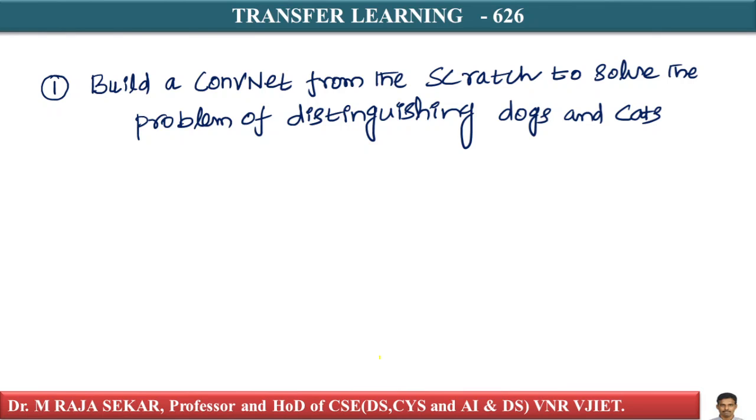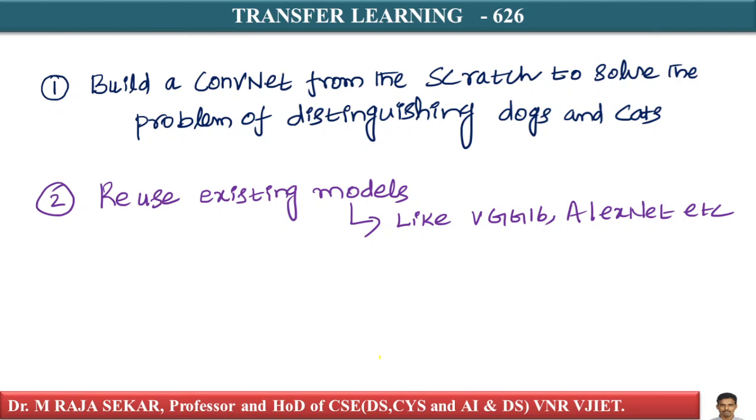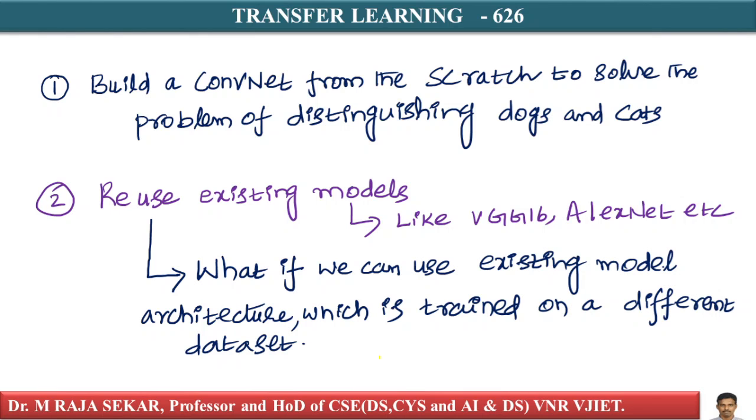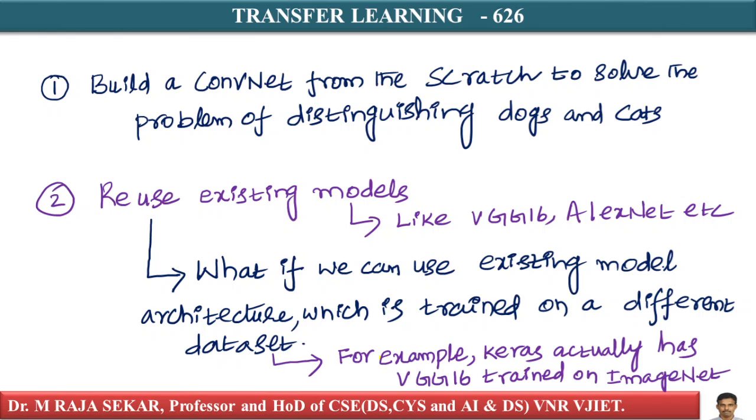The other idea is, instead of building a convolutional neural network from scratch to solve our task, what if we can reuse existing models? Yes, we have studied lots of models like VGG16, AlexNet, etc. What if we can use an existing model architecture which is trained on a different data set? For example, Keras actually has VGG16 trained on the ImageNet dataset, isn't it?